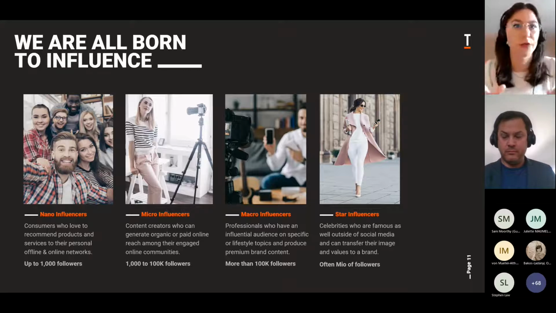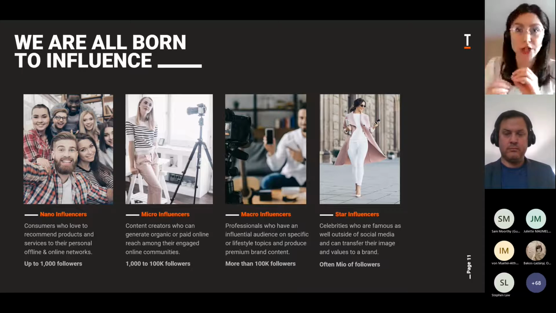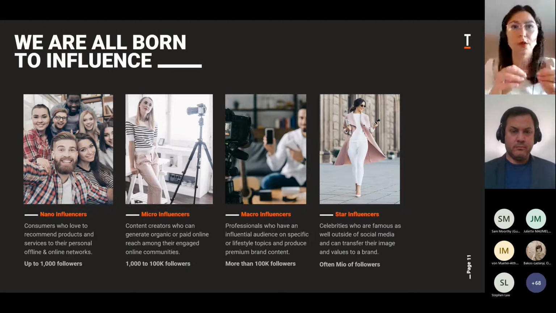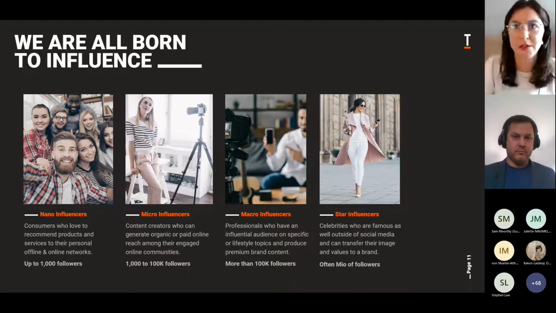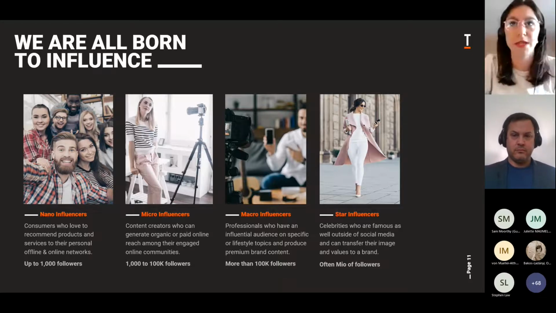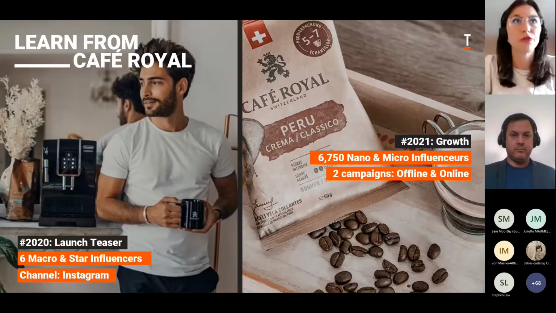This is pretty representative of what's out there across Europe. And we do believe that playing with complementarities, having synergy, so doing, for instance, nano plus micro or micro plus macro, or the full pyramid, is beneficial and will help you achieve many different marketing objectives. So let's take a concrete case, an example with Café Royal.